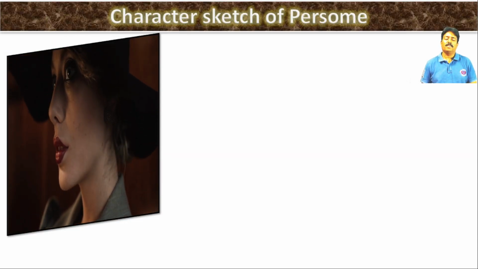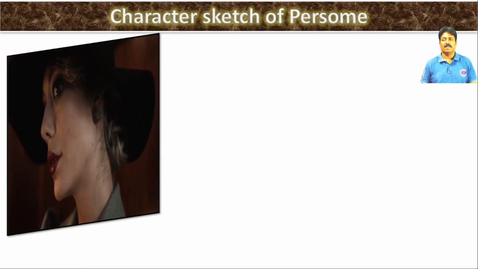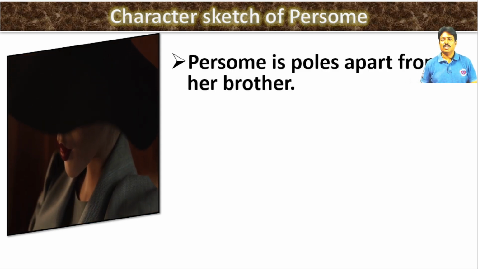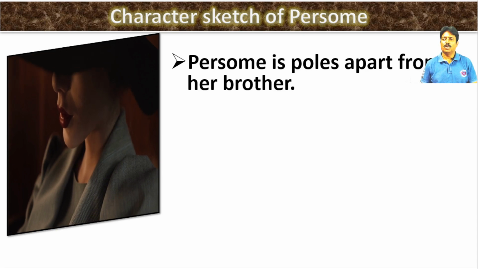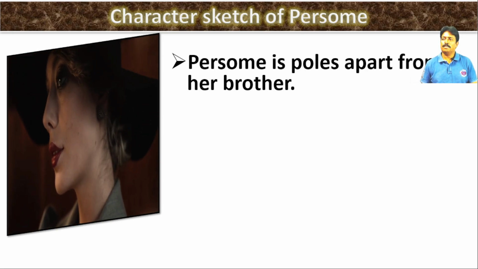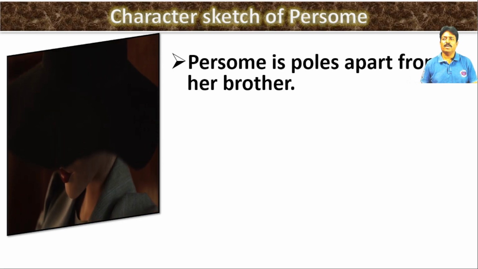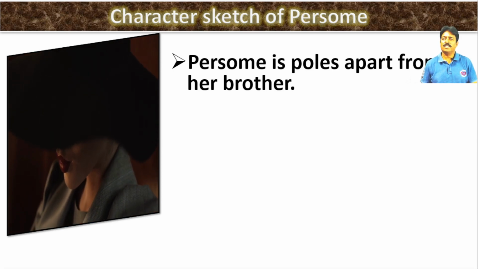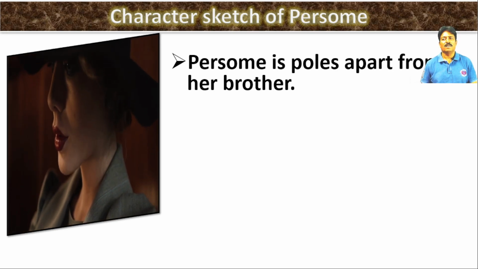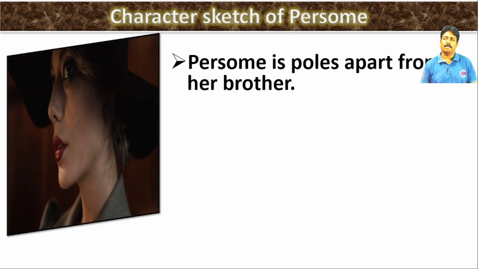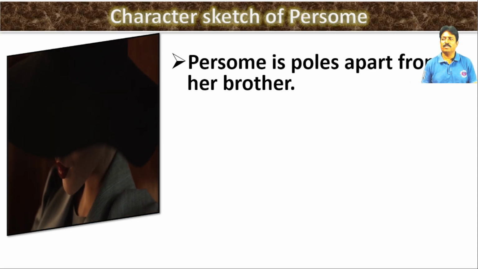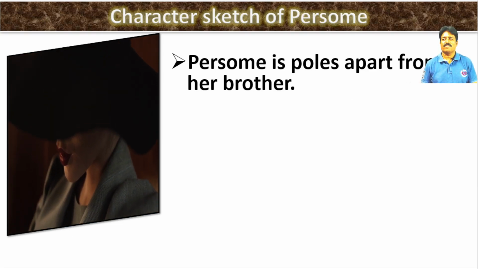Now let's come to another important character of the play, that's called Persome. Persome, though the bishop's sister, is poles apart from her brother. She has been portrayed as an ordinary human being who is insensitive to the spiritual values of mercy, charity, benevolence, forbearance, and sympathy. Her ordinariness sets off the bishop's magnanimity and grandeur.